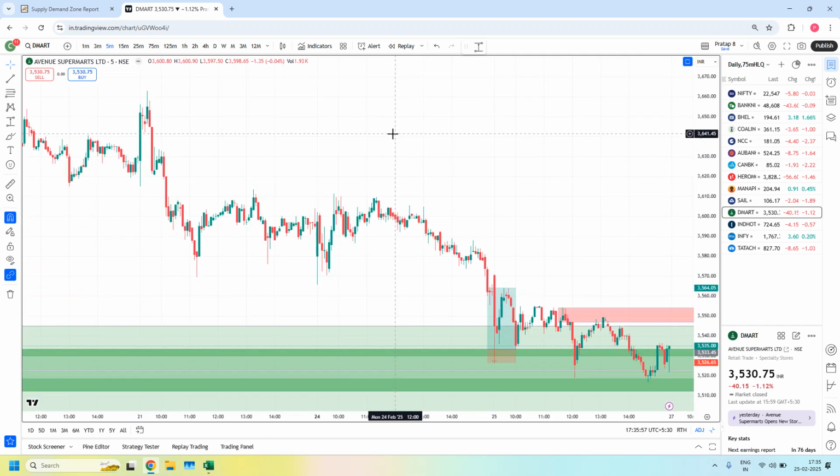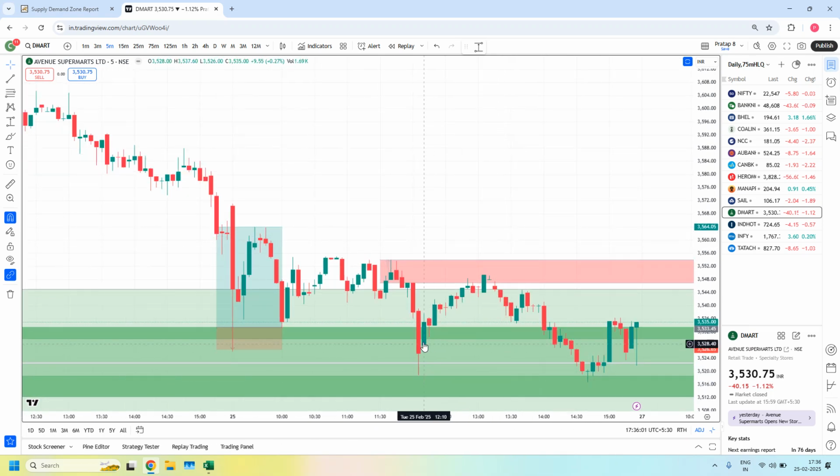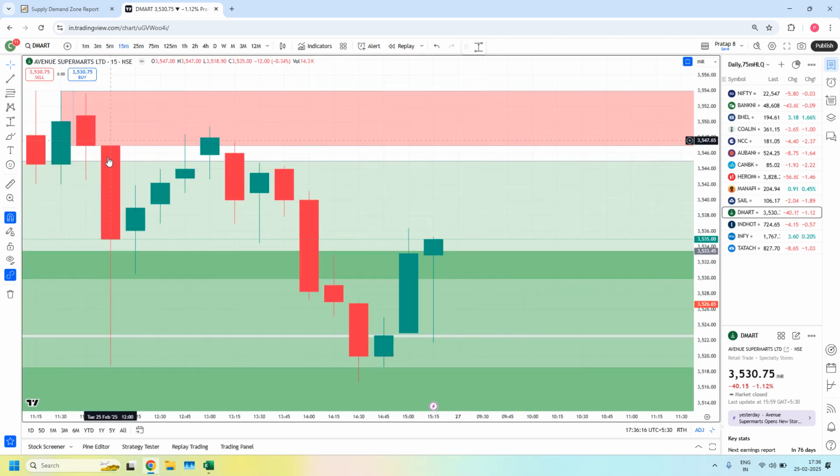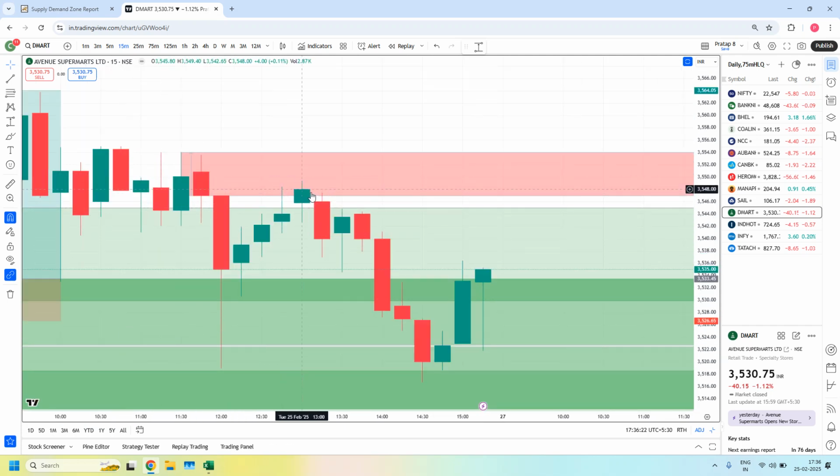See what happened today. At that 3 minutes level, price entered, and with a small entry buffer, maybe 5 paisa, 10 paisa, that is okay. And finally it reached this 15 minutes target. Here you have a 15 minutes target. Rally base drop, the revised one, and it reached this newly created 15 minutes target.